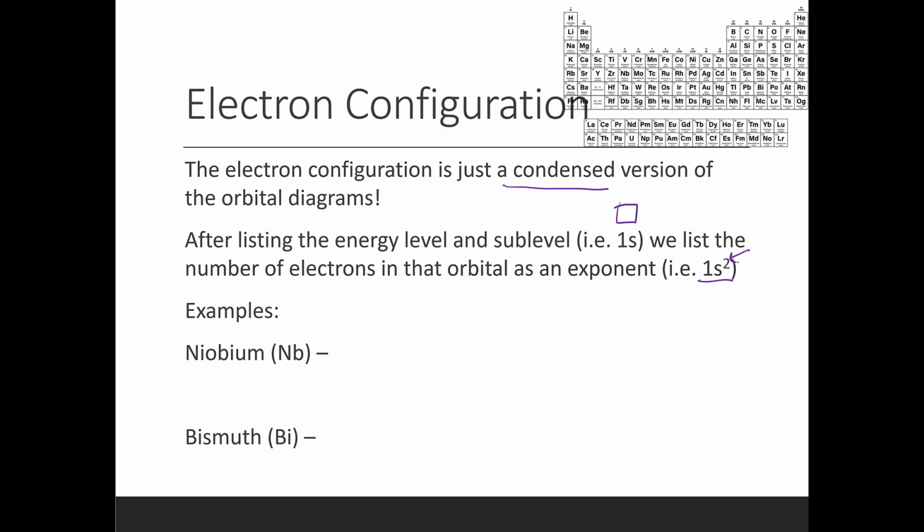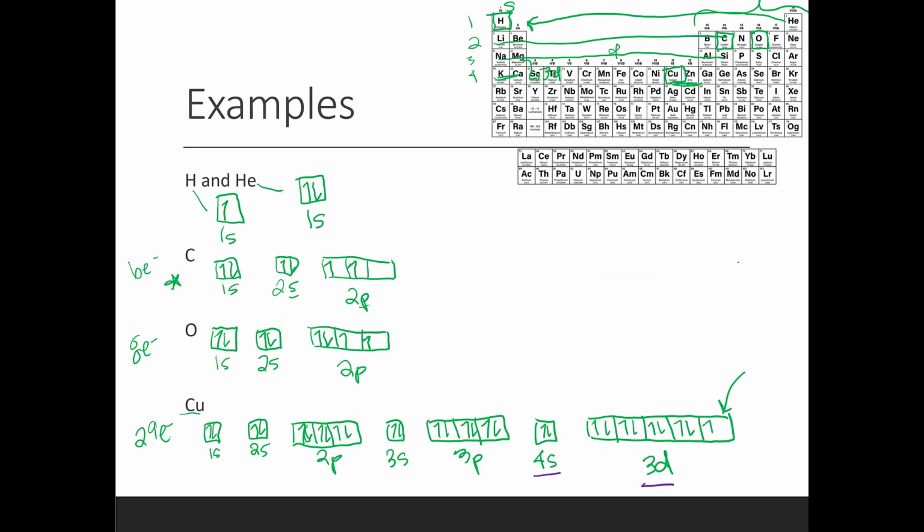So for example, 1s can hold 2 electrons, so if it's full, we would just put a 2 there as the exponent. So if we go back to the examples we already worked out for the orbital filling diagrams, I'm going to write the electron configurations in a different color here. For hydrogen, it's super easy. You just take that 1s, and there's only 1 electron in that orbital, so we write 1. So it's 1s1, that's the electron configuration, and you're done. For helium, it's 1s2, because now we have 2 electrons in that orbital.